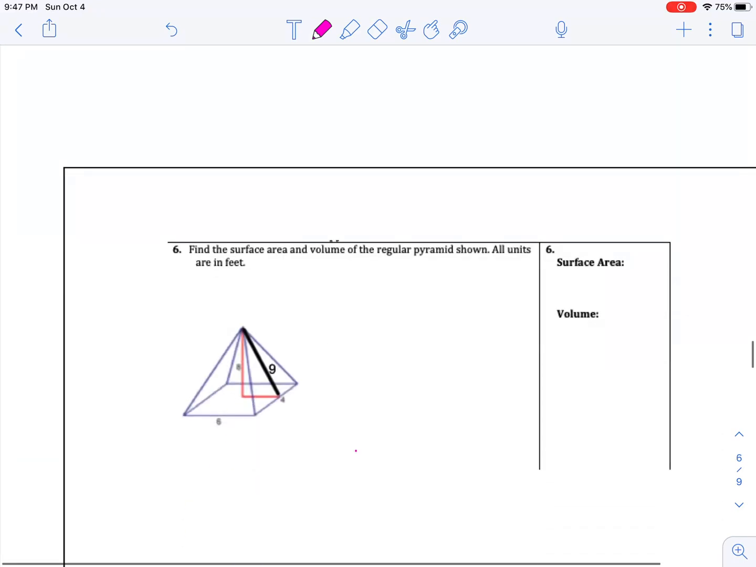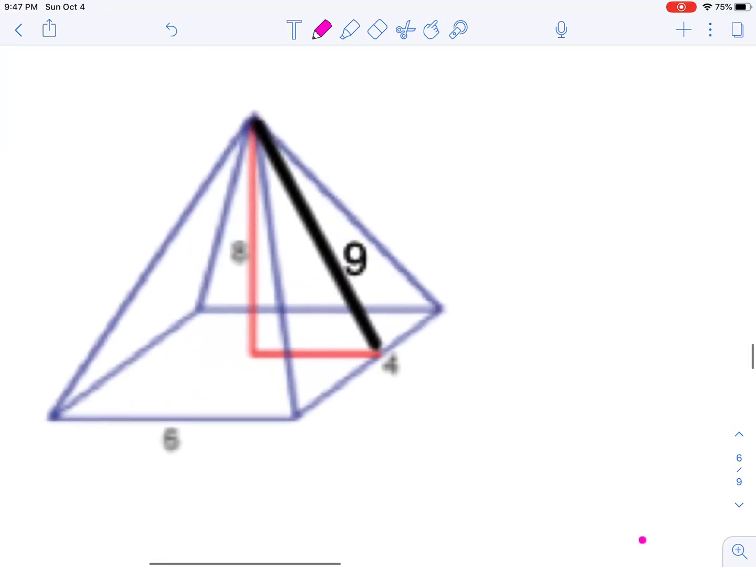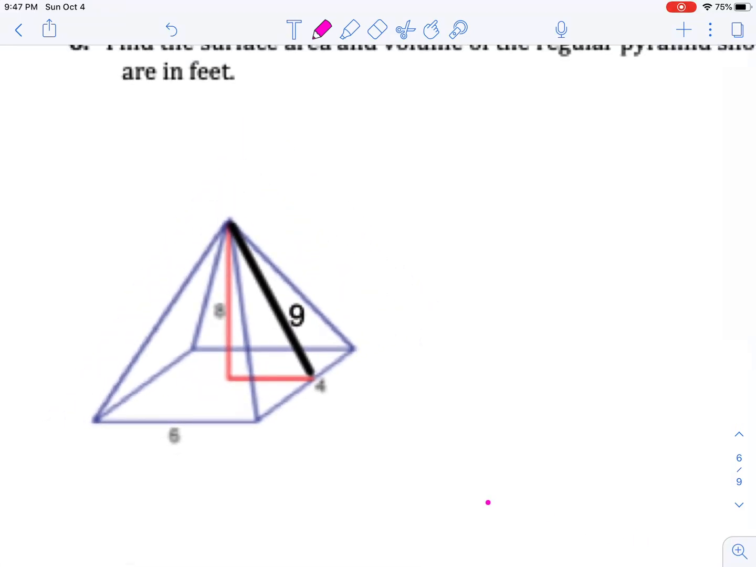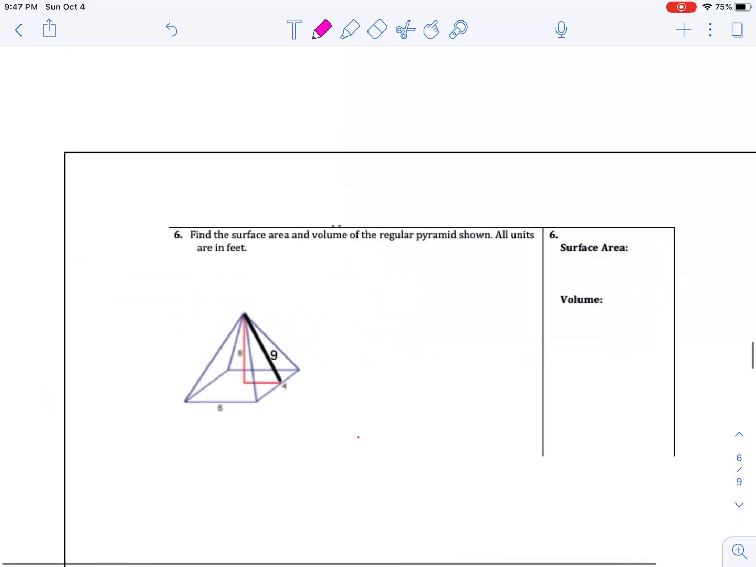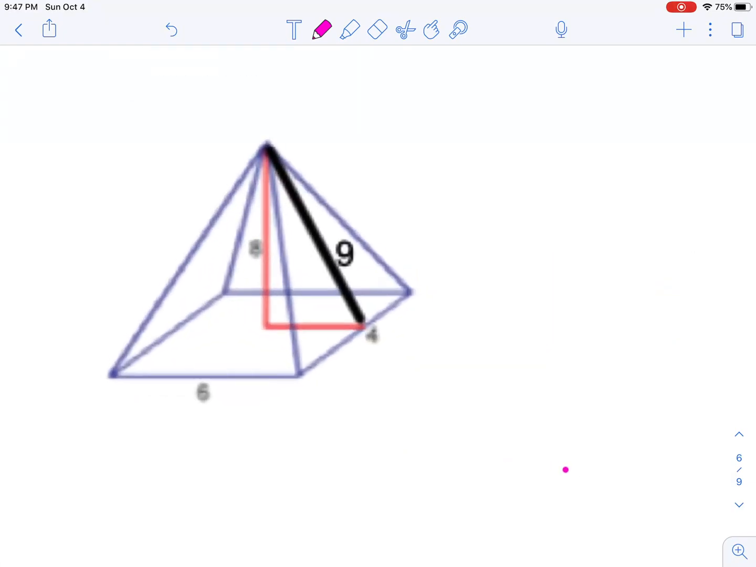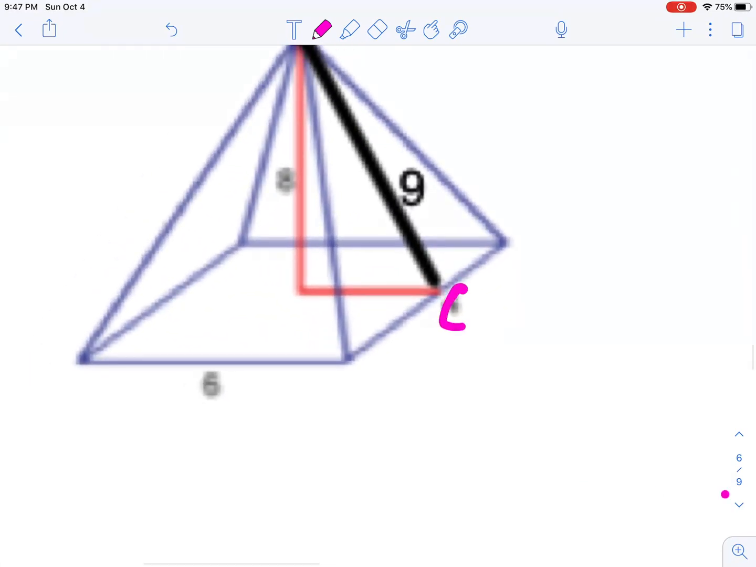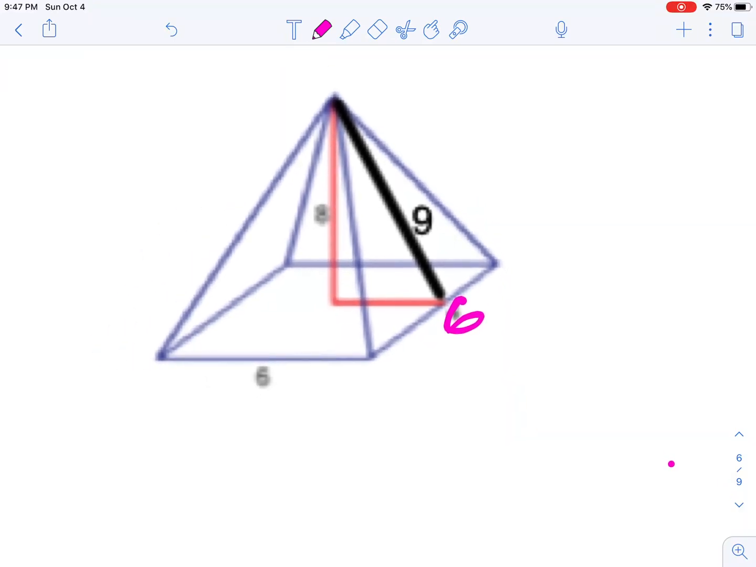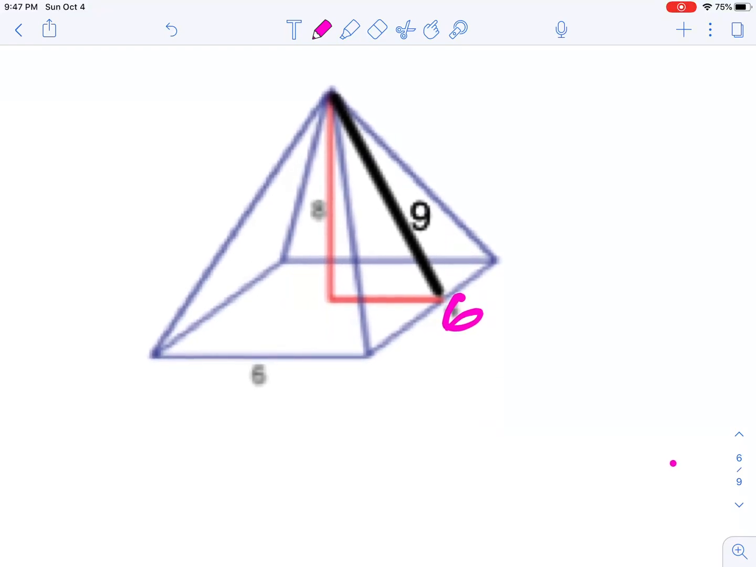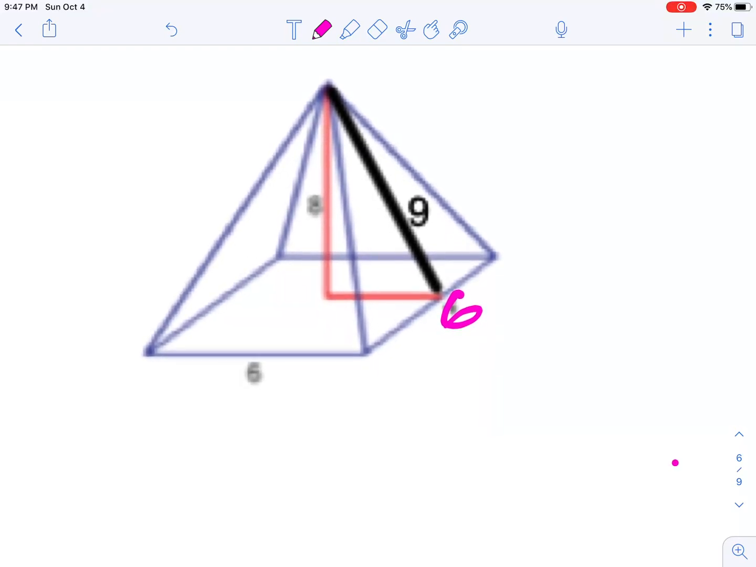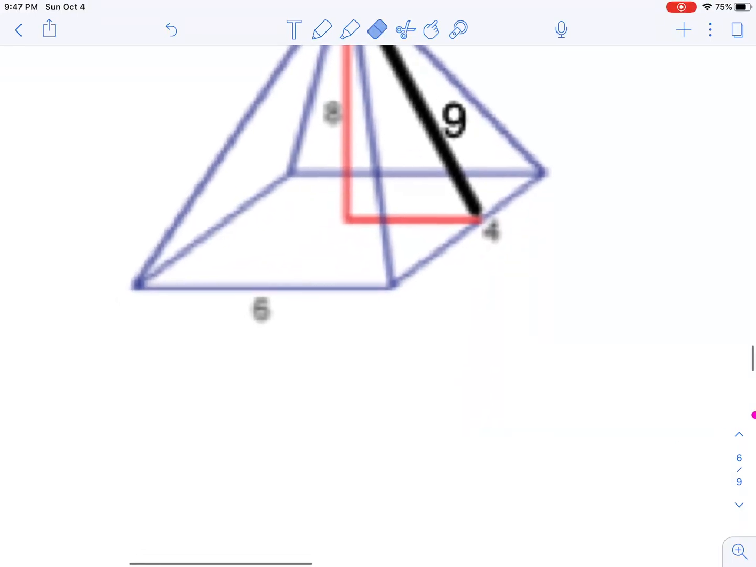Moving on down to the next shape, find the surface area and the volume of the regular pyramid. So we have, I don't know if it's regular, this should be a 6 right here. I don't know why that's a 4. It's got to be 6 to be a regular pyramid. If not, things are going to change a little bit. I mean, I guess we can keep it at 4, but then that wouldn't be a regular pyramid. We'll just leave it at 4 if that's how you guys are rolling with it.